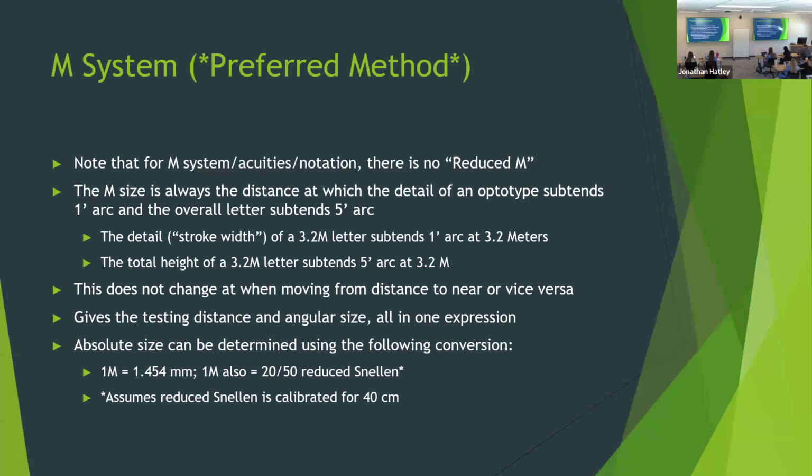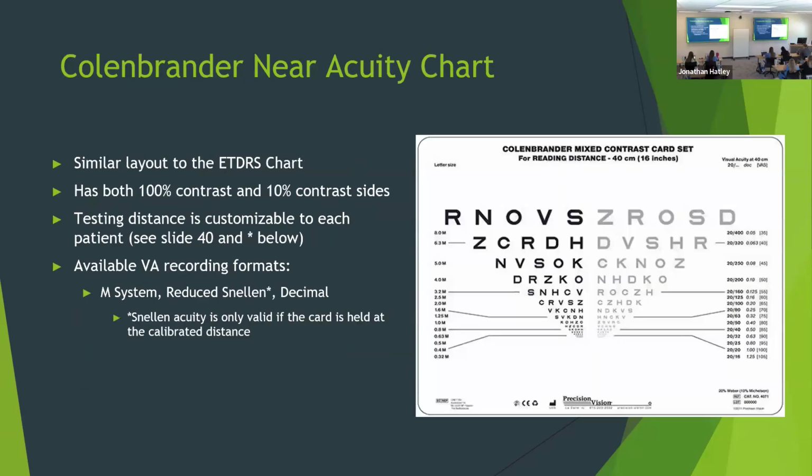As I mentioned before, the absolute size of the 1M letter is equivalent to that 20/50 reduced Snellen, or 1.454 millimeters. So we can use this to convert from reduced Snellen to an approximate M size, either by absolute size or, since we know 20/50 is equivalent to 1M, we can go from M to reduced Snellen acuities as well.